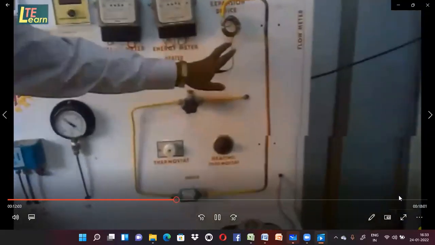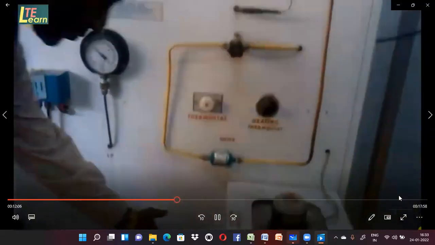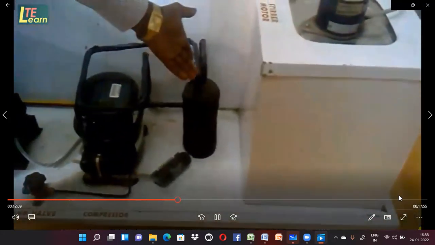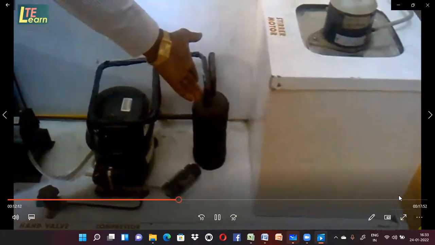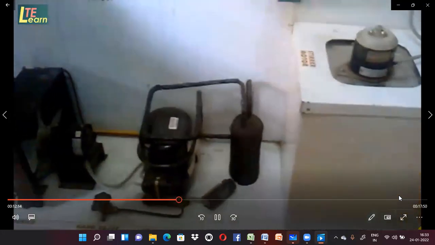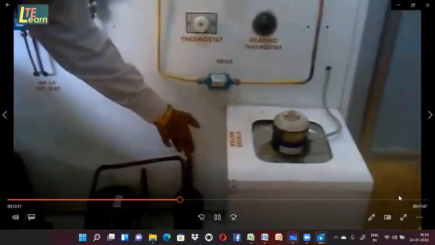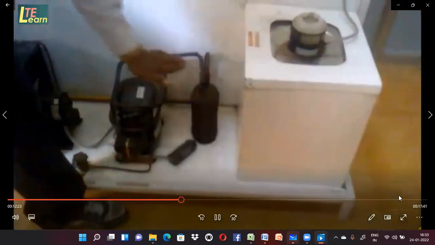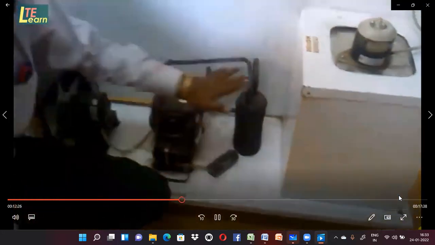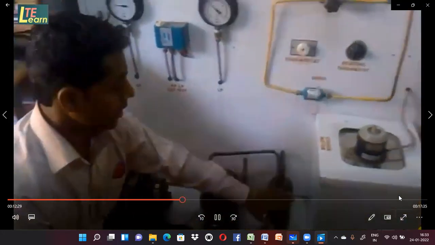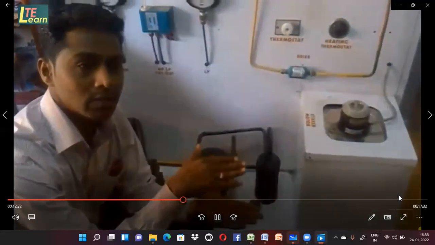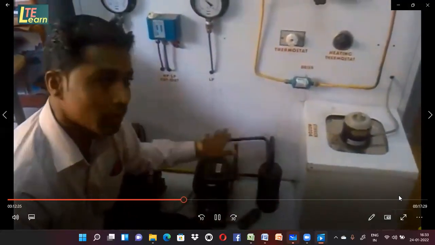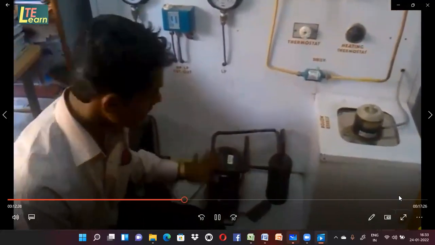Dryer prevents entry of moisture to the capillary tube, and accumulator ensures only vapor. Liquid traces cannot go to the compressor, because after the evaporator this insulated line comes to the accumulator and then it goes to the compressor. Here suppose some liquid traces of the refrigerant, that liquid traces will be prevented. Here baffles are provided, horizontal plates. These plates will arrest that liquid traces and only vapor will be allowed to the compressor. Thus compressor work will be proper, that is dry compression.